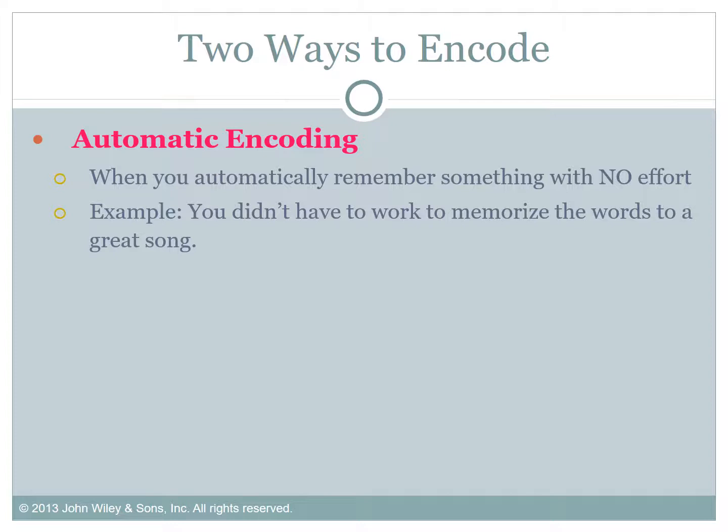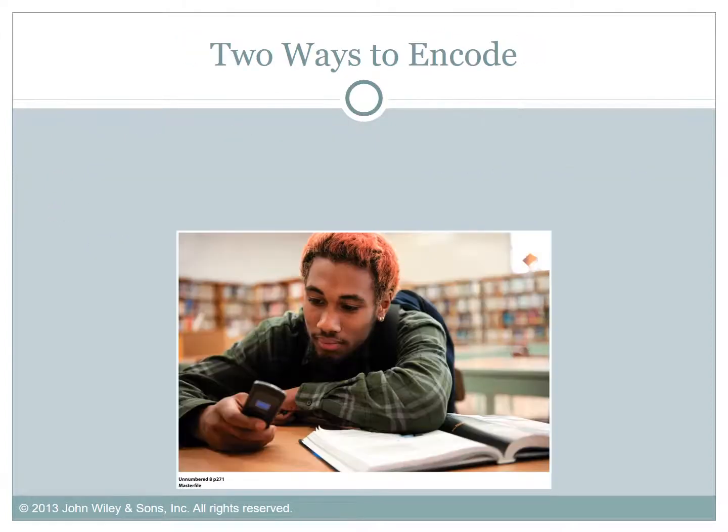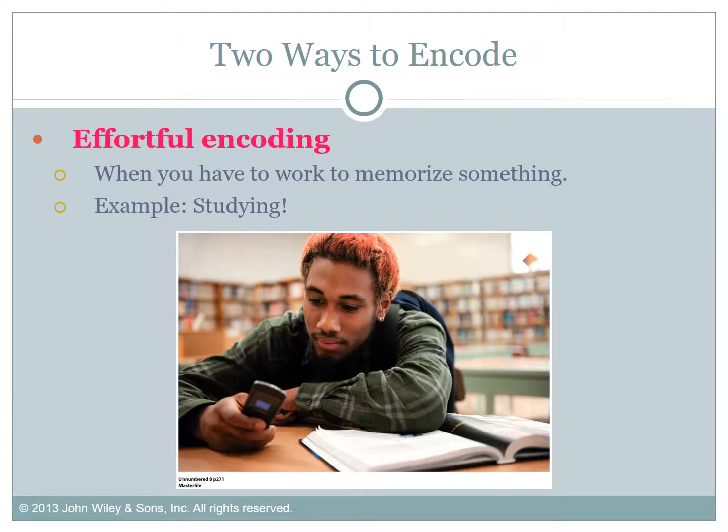You haven't actually put any effort into coding this into long-term storage, but because you've exposed yourself to this information over and over, it's automatically encoded into your short-term and then into your long-term memory, simply because of repeated exposure. We can also look at effortful encoding. Now this usually requires you to spend work and energy into memorizing something. Music is very easy to encode, and you can do it very quickly. Simple things like a locker combination are also very easy to encode using automatic processing.